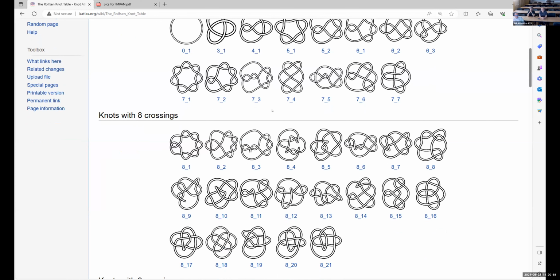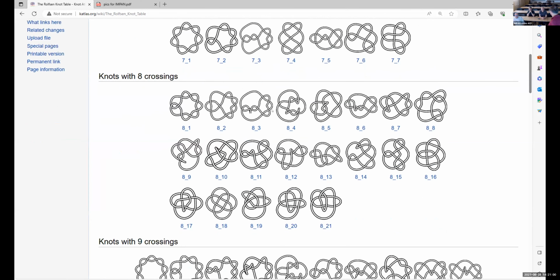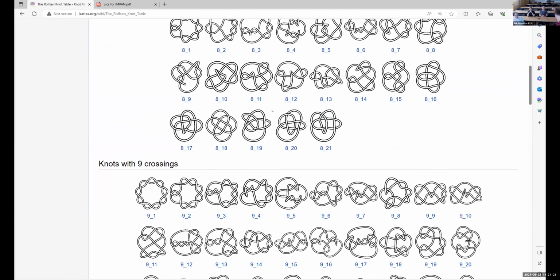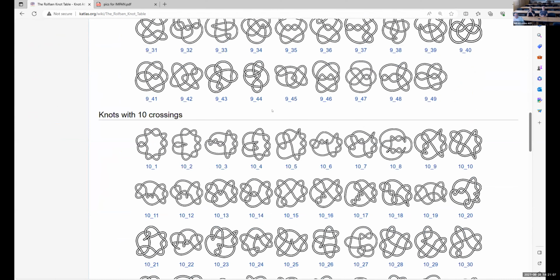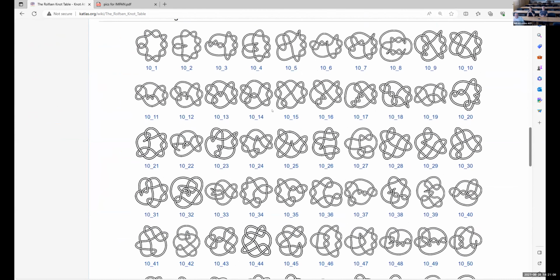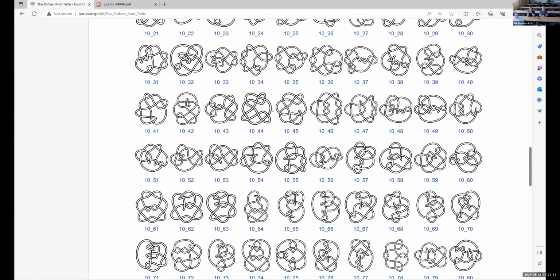Is there a known formula for how many knots with a given crossing number there are? Classification is done. I'm not sure. Maybe 18 would be my guess, if I remember correctly.